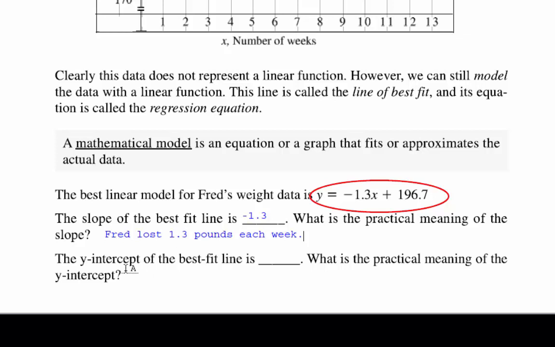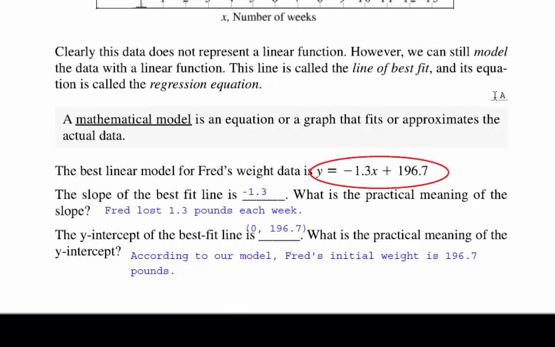We're then asked for the y-intercept of the best fit line. So here's our line. The y-intercept is the 196.7. I wrote the y-intercept as an ordered pair, and it says, what is the practical meaning of the y-intercept? Well, the y-intercept means the initial weight, or Fred's initial weight, is 196.7 pounds, right? Or Fred's starting weight is 196.7 pounds.